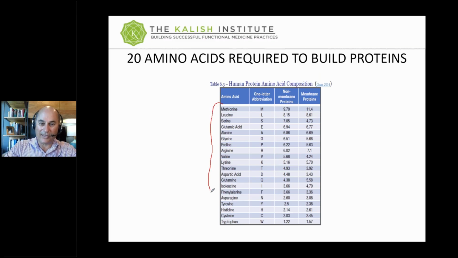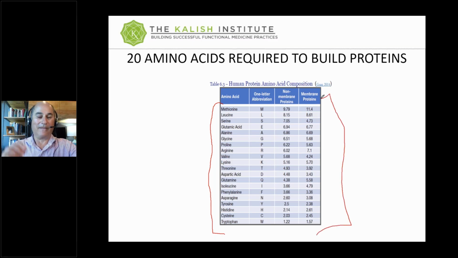Every single one of these 20 amino acids is required to make every protein in your body, except for collagen. And get this, in almost the exact same ratios. So if you're making a cytochrome P450 enzyme, or you're making some insulin, or you're making some protein that's in your heart, you're using the same exact amino acids in about the same ratio.